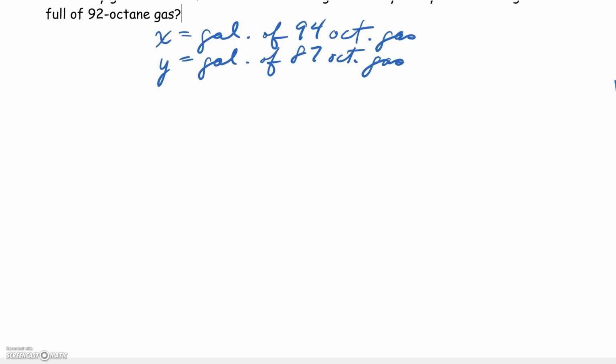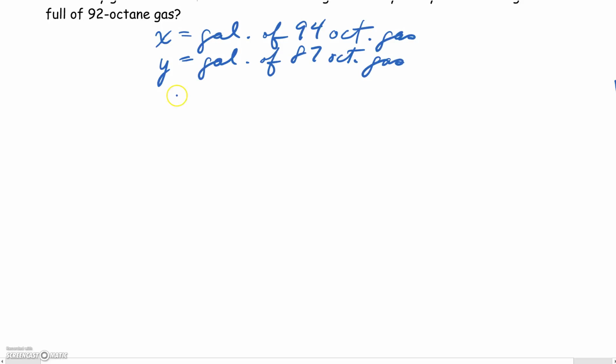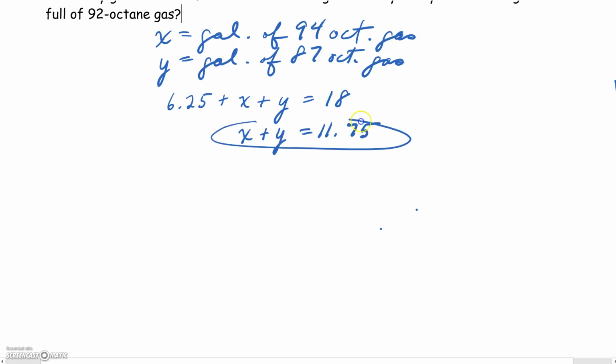Our next step in this problem is to build some equations. One of our equations can have to do with the total amount of gas. We know that we have 6.25 gallons of gas in the tank already. We're going to add some 94 octane gas, x, and some 87 octane gas, y, and the total must be 18. Well, this equation can be worked, if we take 6.25 from each side, we see that x plus y must equal 11.75. So there's one of our equations.